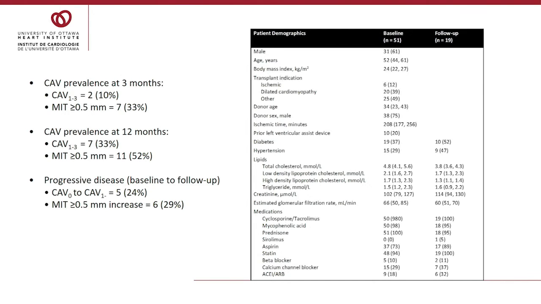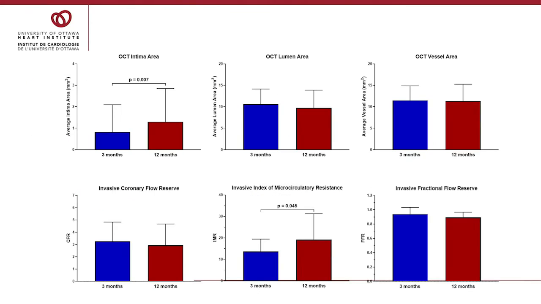And then progressive disease, which is the change in intimal thickening between 3 months and 12 months, there's also a significant proportion of patients with evidence of CAV in that early post-transplant period. Now, we've only got paired analyses for 20 patients, so I'm just going to show you this one slide for the results for the invasive coronary evaluation.